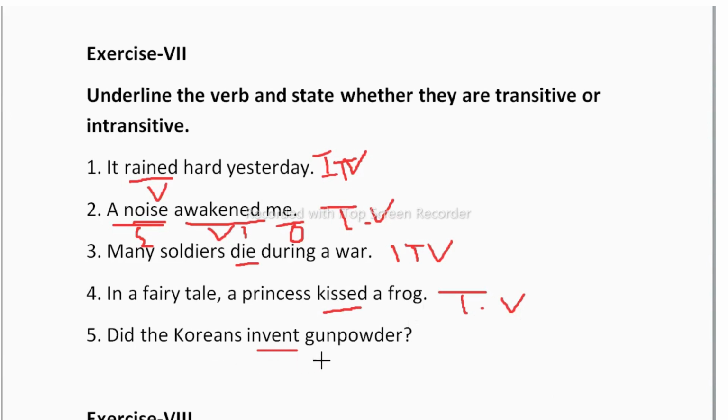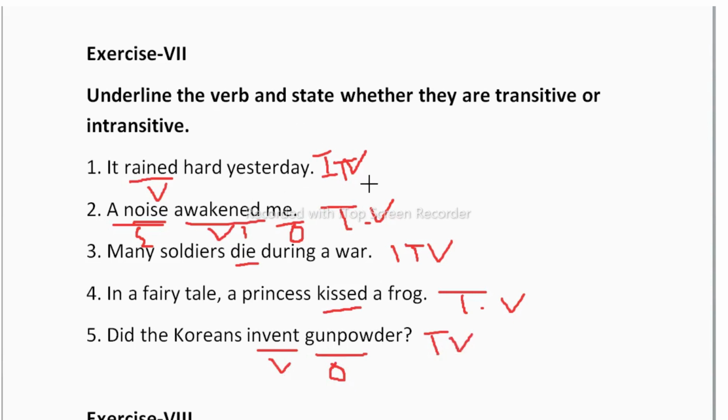Now let me read this one last. Did the Koreans invent gunpowder? So invent which is a verb. After verb we have object which is a noun, gunpowder. So yes, we can change into passive voice and we have object also here. Like, was gunpowder invented by the Koreans? Yes, we can change active voice to passive. So that must be a transitive verb.